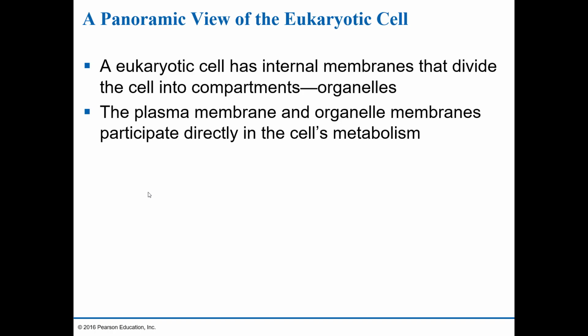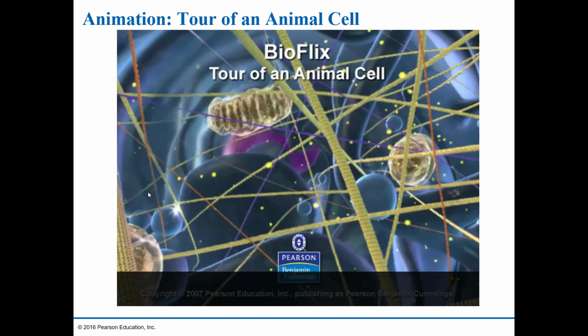A eukaryotic cell has internal membranes that divide the cell into compartments. Those are called organelles. Just as we have organs inside of our body that make our body do the work that it does, what makes the cell do its work is organelles. Our liver does something different from our heart, which does something different from our brain. All organelles do something different from one another as well. So let's watch this video.